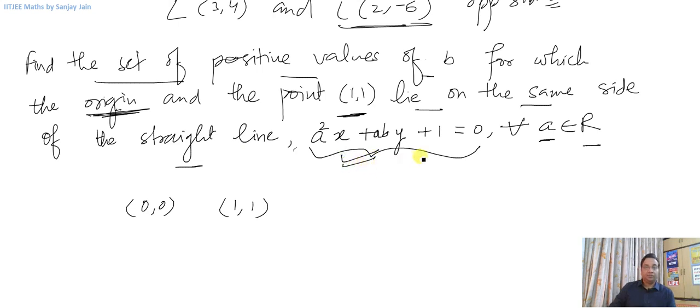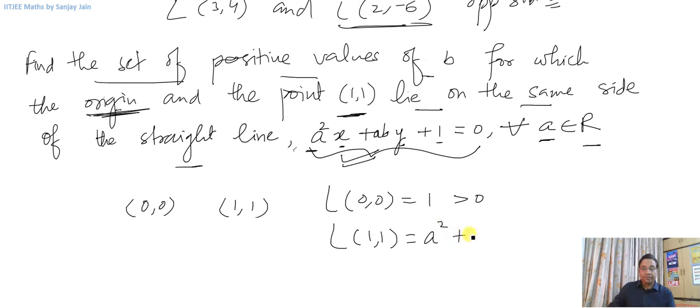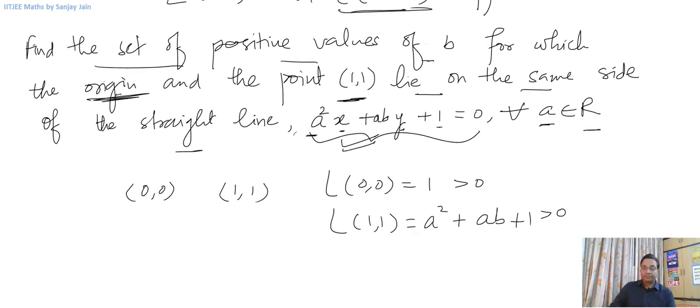So let us see L(0, 0). What will be L(0, 0)? If I replace x and y with 0, 0, there will be only 1 here, which is greater than 0. Now if I put (1, 1) here, I'll have a squared plus ab plus 1, and it should be greater than 0, right?